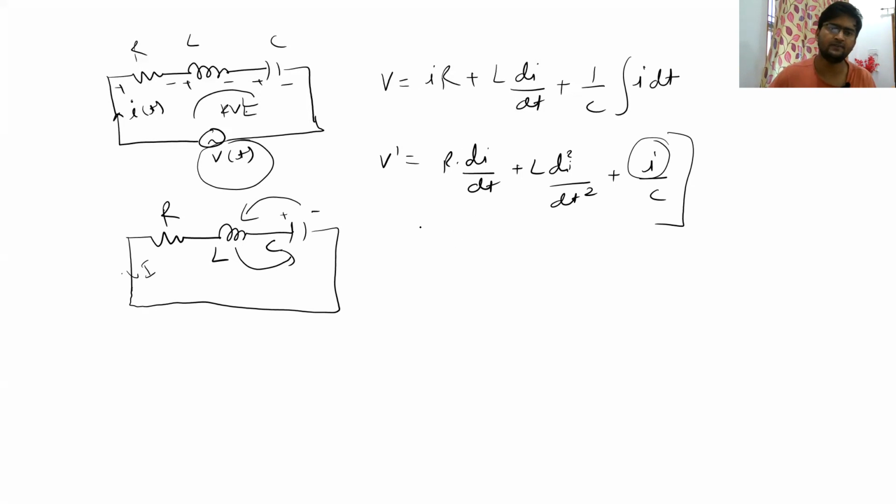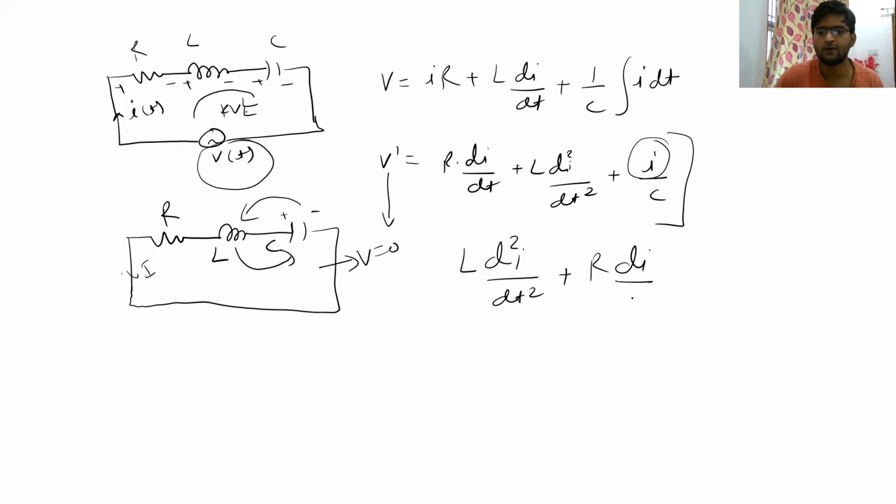Since in this case we have not taken any source, we will take V as 0. So this is a source free case, and if we write the differential equation, the source free equation, it can be like this: L d2i by dt2 plus R di by dt plus i upon C is equal to 0. So let us divide both sides by L.